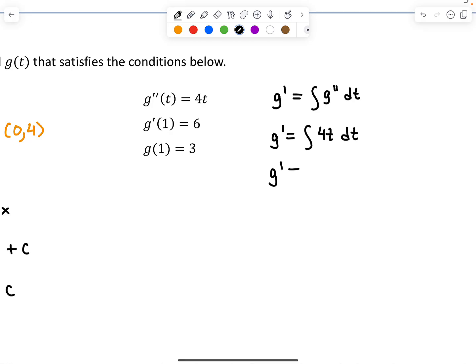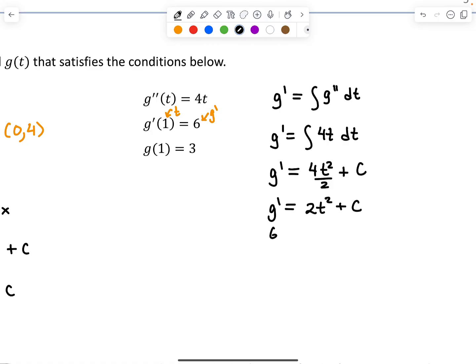Well, the 4 will stay and use the reverse power rule. Integral of t to the 1 will become t squared over 2. And of course we have plus c. Now I'm going to rewrite this as simply g prime is 2t squared plus c. Now we're told that when t is 1, that g prime will be 6. This gives me the information I need to find the c.